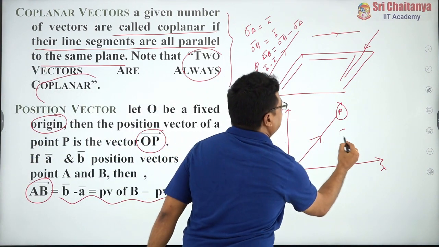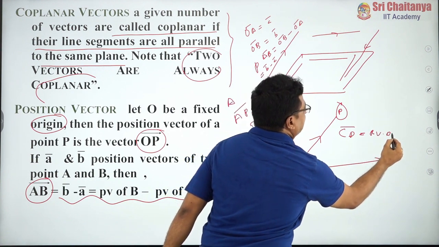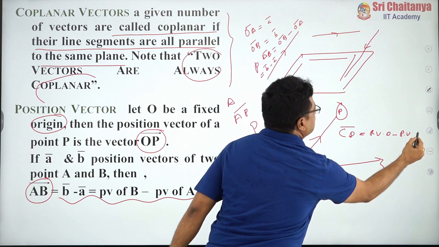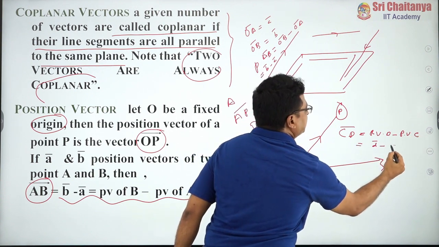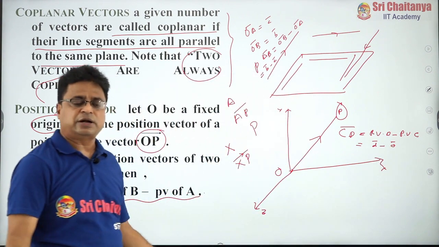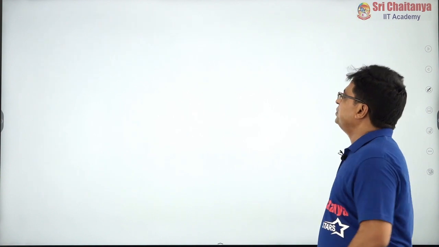Suppose CD bar is given for you, then what is CD bar? Position vector of D minus position vector of C. So, if the position vector of D is small d bar and the position vector of C is small c bar, then automatically it becomes d bar minus c bar. This is about position vectors.